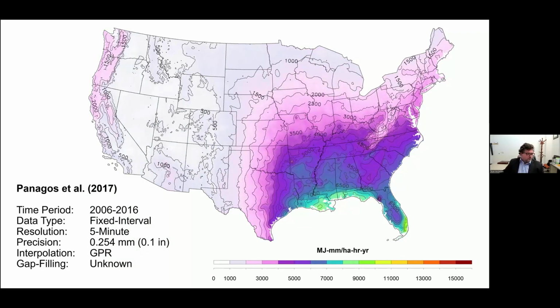This was a more recent publication that was actually global by Panagos. So this is a European individual that works with erosivity. You can see the time period here is more updated, so it's more recent. It's still fixed interval, it's 5-minute, and the precision is a higher precision. So you would think you would have better results here. They use a Gaussian process regression here, and the biggest thing I wanted to point out from this map is that you can start to see the West Coast valley and mountains issue with erosivity again.